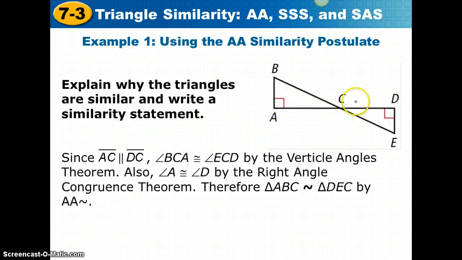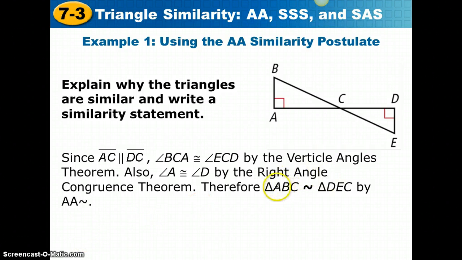Also, we know angle A and angle D are congruent by the right angle congruence theorem because all right angles are congruent. So I've shown two pairs of angles congruent. That means the triangles are similar by angle-angle similarity. And so this is the similarity statement we will write. Triangle ABC is similar to triangle DEC by angle-angle similarity. We want to put that similar symbol after AA.